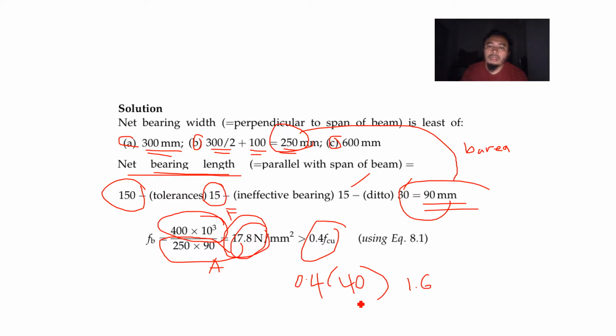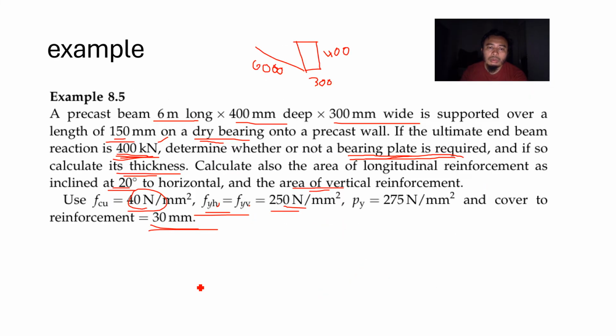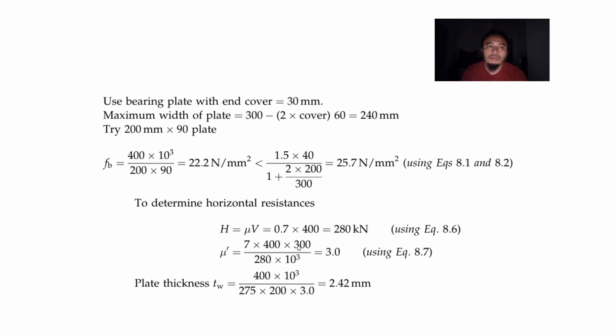16. So it is not enough, and you can put that conclusion there: not enough. So use a bearing plate with end cover of 30 mm. There is a cover for the beam, it's 30 mm, so the steel plate starts 30 mm in.